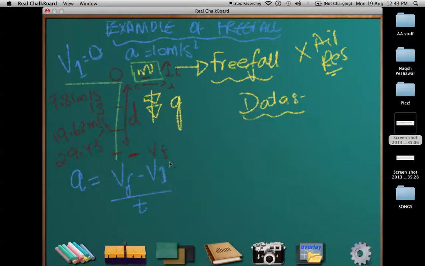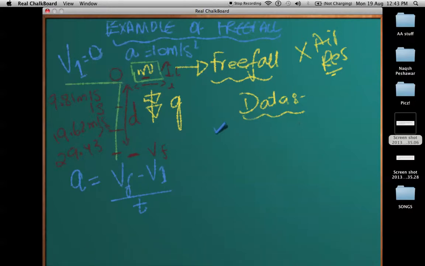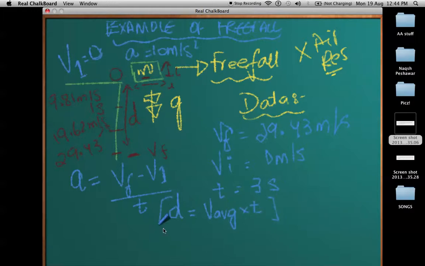So anyway, we have to find the distance here. So we know the final velocity, which is 29.43 meters per second. We know the initial velocity, which is 0 meters per second. And we know the time, which is 3 seconds. So to calculate the distance, our formula says distance is equal to average velocity times time. This is our basic thumb rule formula.